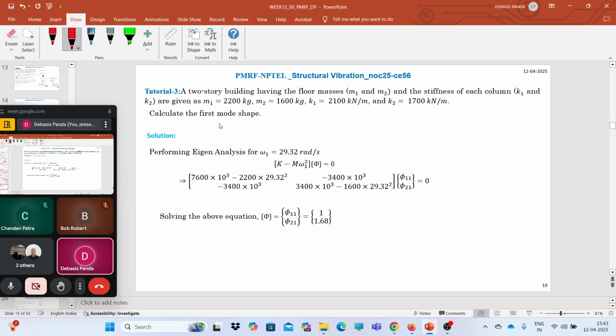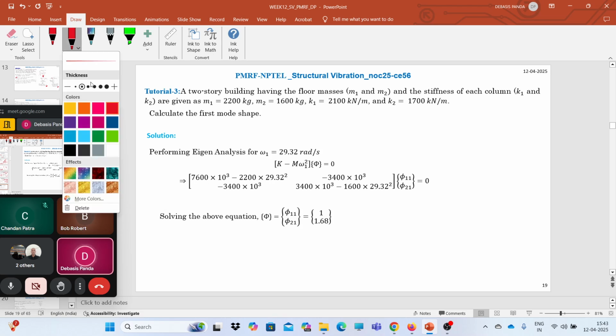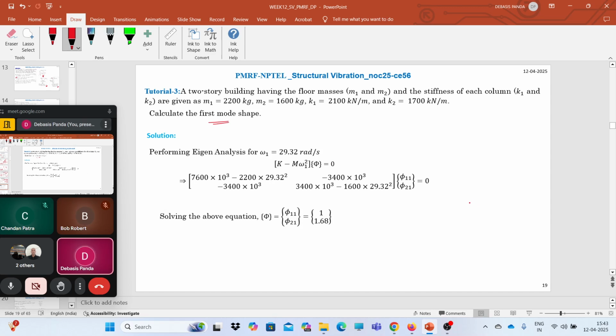So now, a continuation of this question: calculate the first mode shape. They will not ask you to calculate the mode shape, they will ask just to calculate the first mode shape, right? Or this problem can be cast like this. Omega 1 should be given, your M matrix should be given, your K matrix should be given. For a 2 marks question, omega should be given, like omega 1 is 29.32 rad per second. Your K matrix and M matrix, they will give directly. You don't need to formulate it. Now they will ask what the mode shape corresponding to it should be.